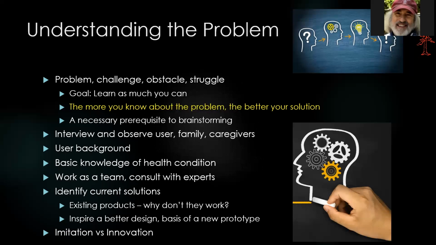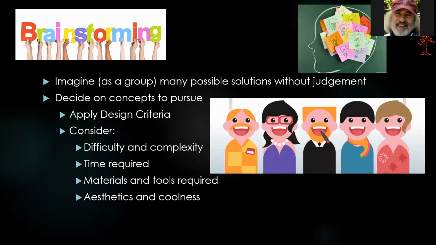Okay. All right. So brainstorming is next. Now that you know as much as you can about the problem, you can imagine possible solutions. And you can do this as a group. It has to be done as a group. It can't be done individually, because you need that interaction between team members. And your goal here is to come up with as many possible solutions as you can without judgment.